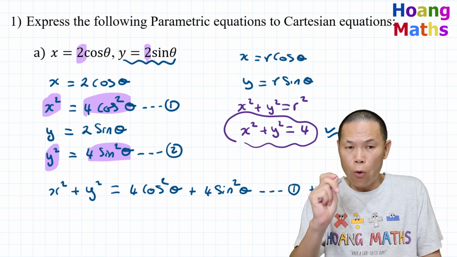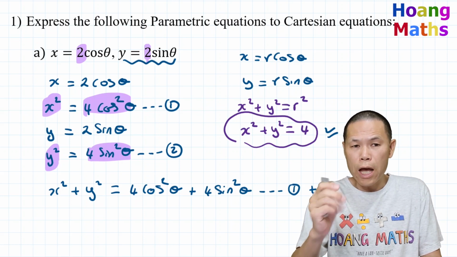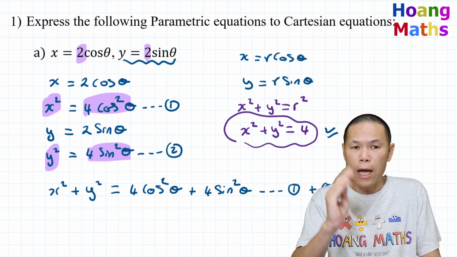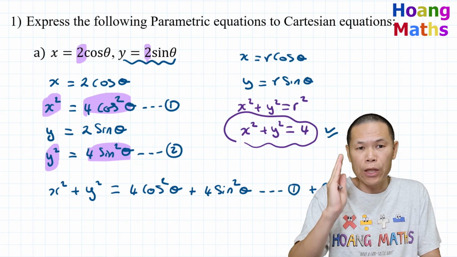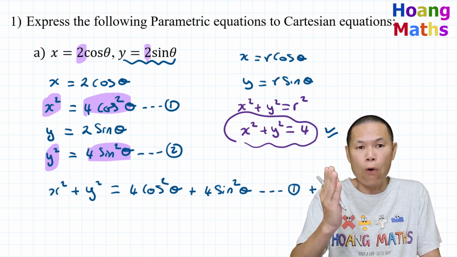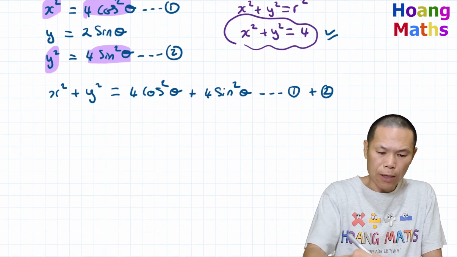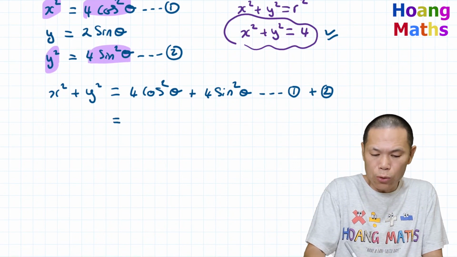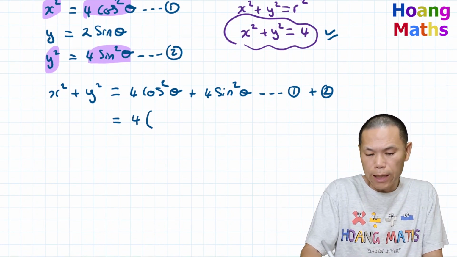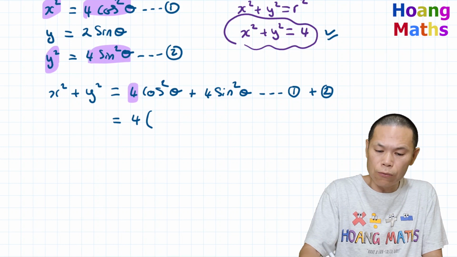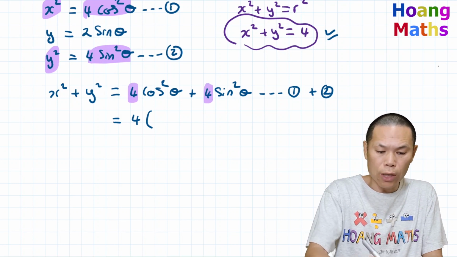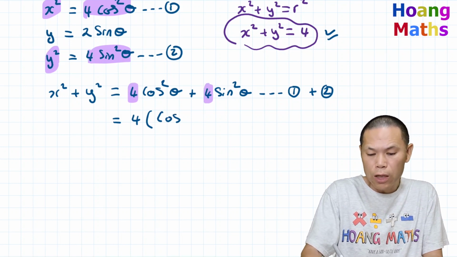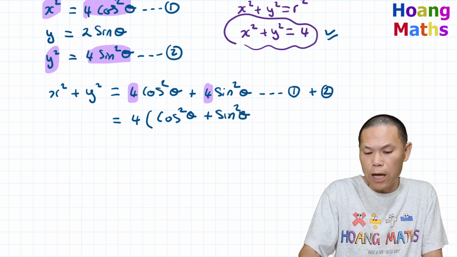Now for 4 cos squared theta and 4 sine squared theta, I can take out the common factor, and the common factor for this is 4. So that is equal to 4, I take it out, and that will give me cos squared theta plus sine squared theta.